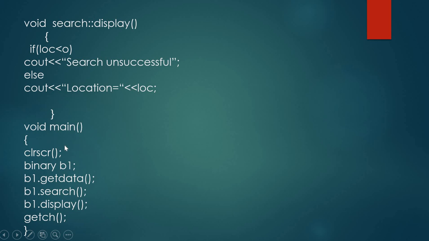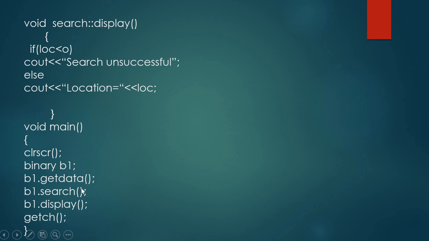In the main function, see here the class name is binary. So here B1 is the object of the class binary. Using that object we can call the three member functions: B1 dot getData, B1 dot search, B1 dot display.